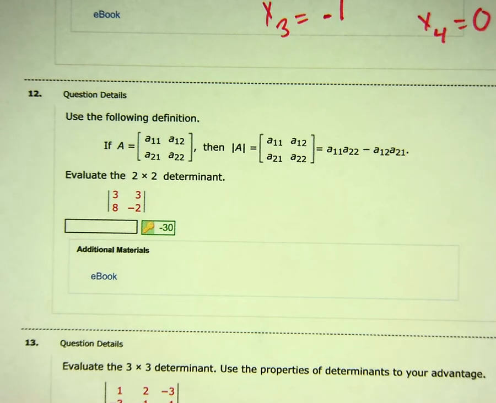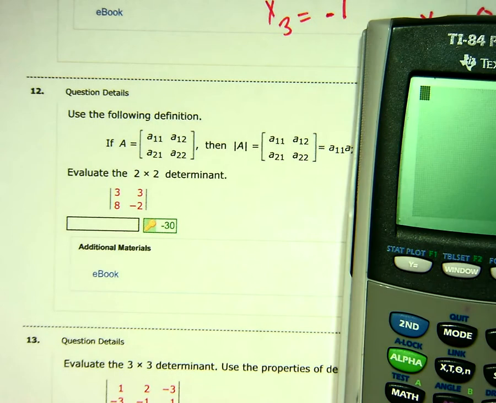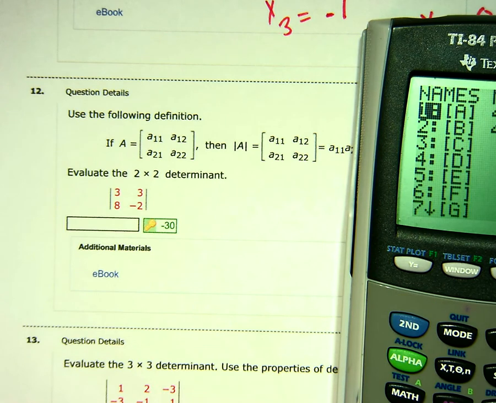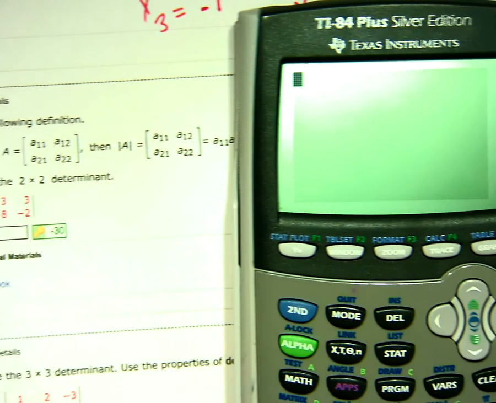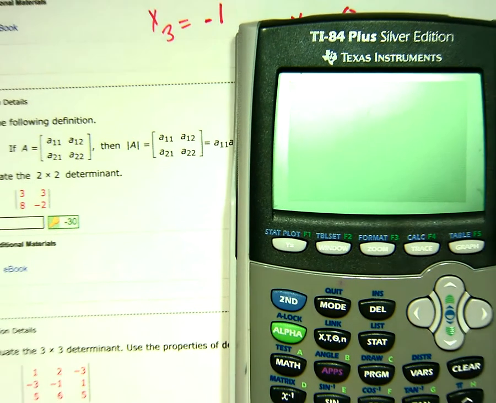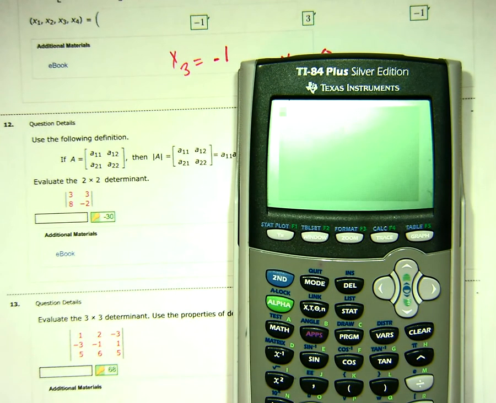12 is asking you to find the determinant. So we're going back to the calculator. I'm going to go to second matrix, go over to edit. This one is a 2 by 2 matrix. So we're going to put in 3, 3, 8, -2. Second mode, and again, it might help if you actually saw it. I didn't realize it was cutting it off, ladies, gents, individuals. So again, my apologies.